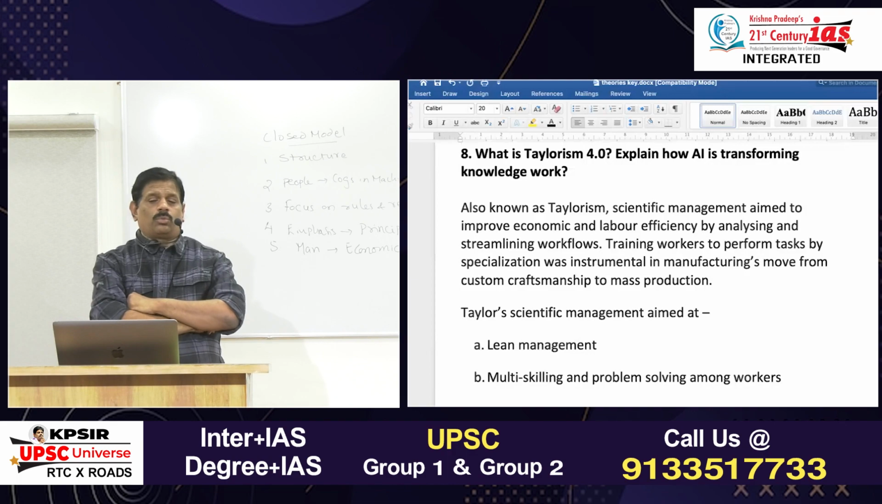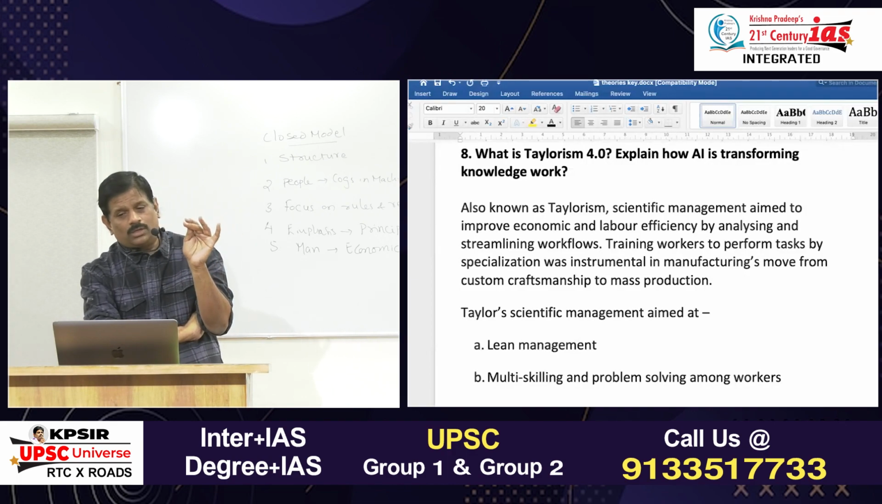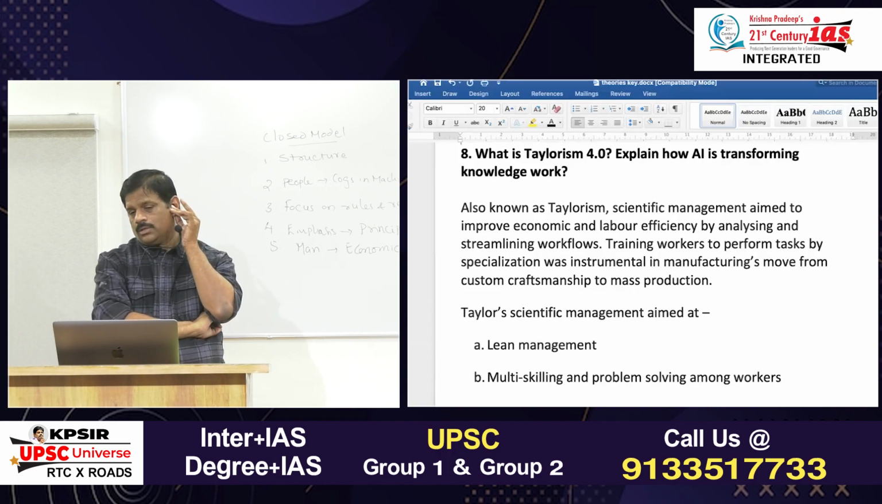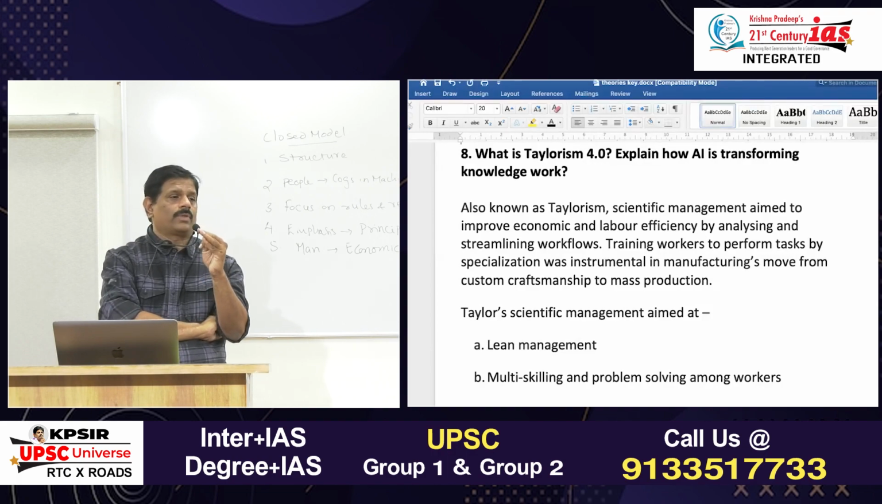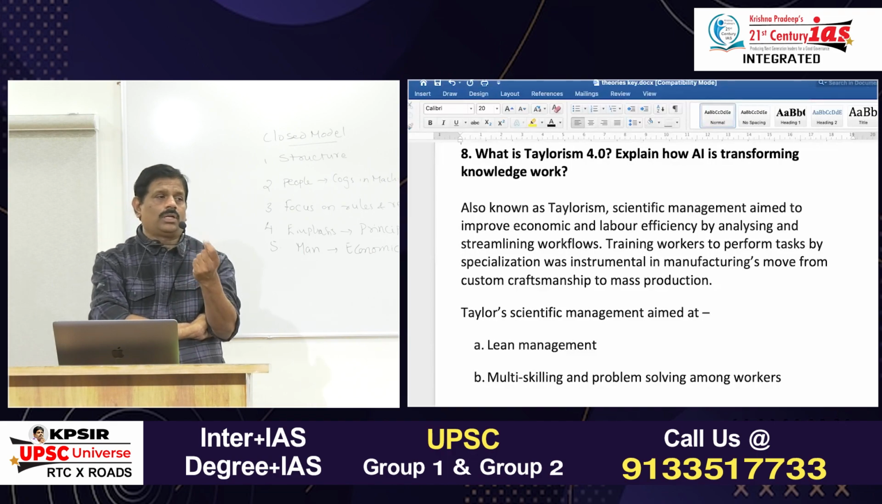So Taylorism 4.0: first you have to write the meaning, then explain how artificial intelligence is transforming knowledge work. These ideas of knowledge worker, knowledge work, and knowledge society were all proposed by Peter Drucker in 1959. Even the term artificial intelligence came into existence in 1960-61. Now they are becoming popular.